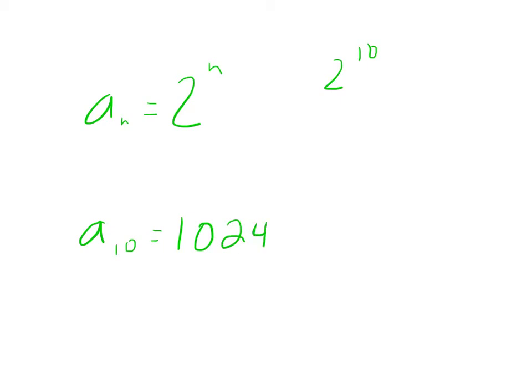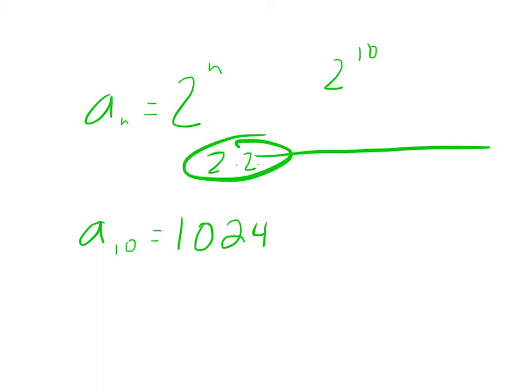All right, example 3. A rule for the sequence in example 2a is a sub n equals 2 to the n. So find the 10th term of the sequence. That means I've got to put in a 10. So a sub 10 will equal 2 to the 10th power. That's going to be 1024. It will be the 10th number in that sequence of multiplying by 2. So I'll have 2 times 2, a total of 10 of those. Keep going on and on here.